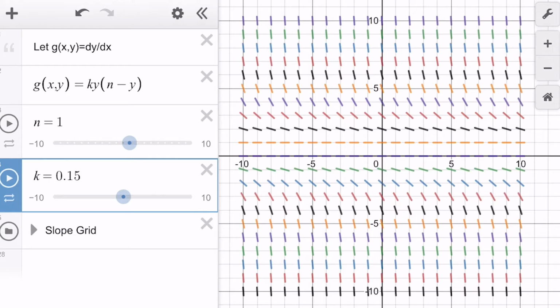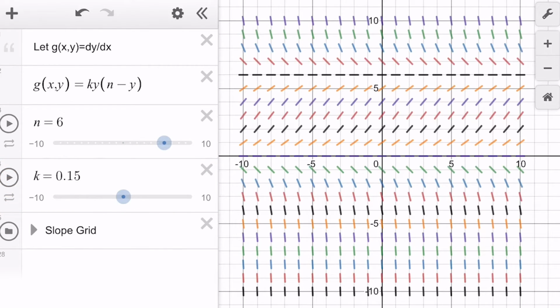Let's take a look at that market penetration model. So remember, this was a differential equation that tracked the spread of an idea or a disease or a new innovation through a community of n people. So n equals 1 isn't very interesting. So let's go to, say, n equals 6. And let's notice a few things.